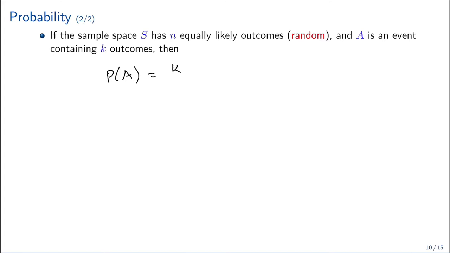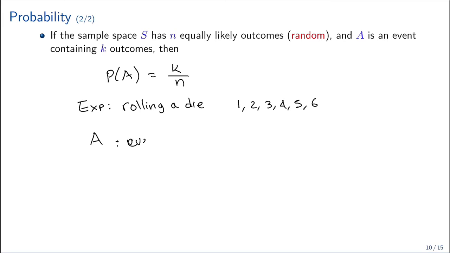So, for example, in the experiment of rolling a die, we have 6 different outcomes: 1, 2, 3, 4, 5, 6. Each one is equally likely. If we define an event A as getting an even number, so A equals 2, 4, 6, we have 3 elements which are equally likely, then the probability of A is equal to 3 times 1/6, which is equal to 0.5.